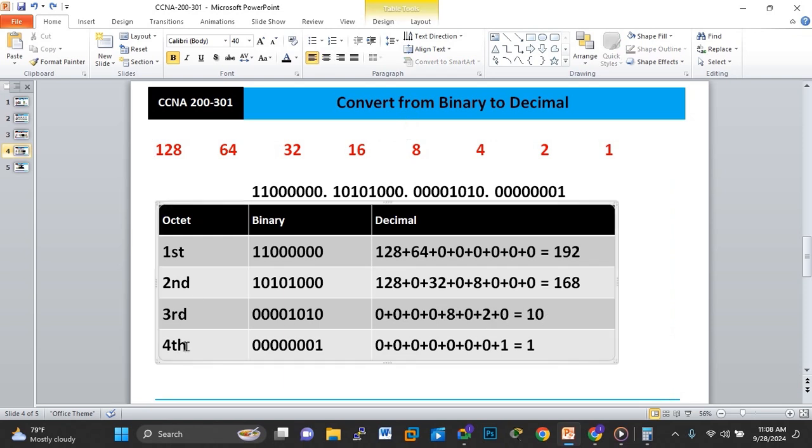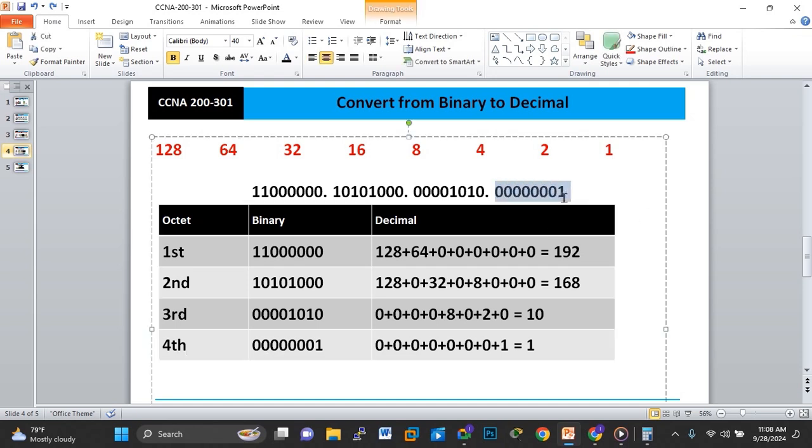So now we move to the fourth octet. The fourth octet is what? The binary here is 0 0 0 0 0 0 0 1. So we need to convert this binary now to decimal. To convert it is pretty easy. Converting to decimal is pretty easy. You only need to have your bit table. Take these, put them under, and convert it. So it will arrive at the IP address. The hidden IP address here is what? 192.168.10.1.